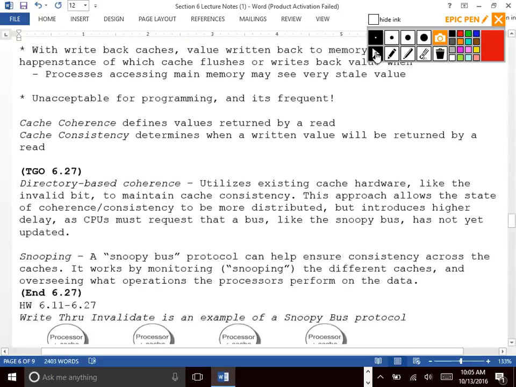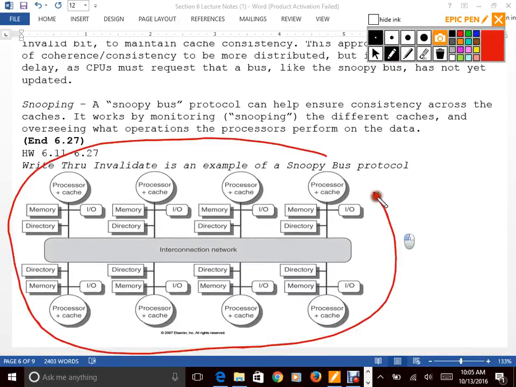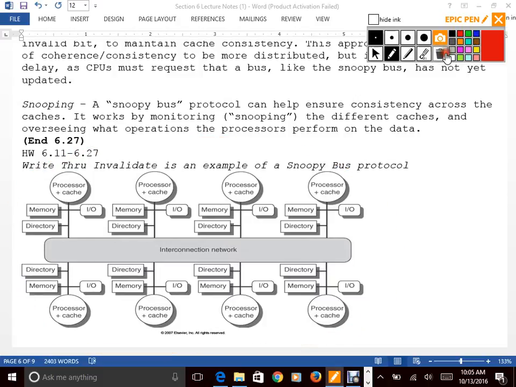So what's going on with directory? And then, see, I told you an answer to your question was coming, Jacob. That's everything going on on your interconnection bus.